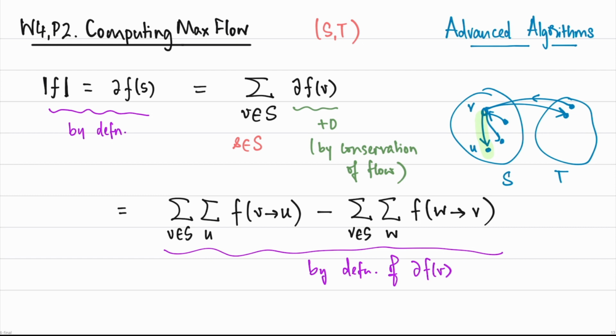But if you look at the edges that are going out of or coming into the set S, those edges show up only once in this expression. So we might as well just focus on the edges that actually belong to the cut, because the values associated with all the other edges are basically going to cancel off. So I'm going to say, let's only look at the vertices U that don't belong to S and the vertices W that don't belong to S.